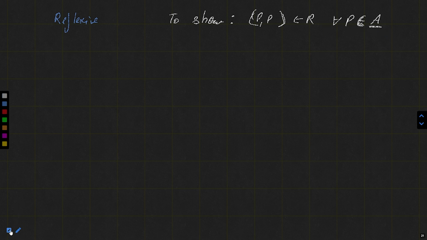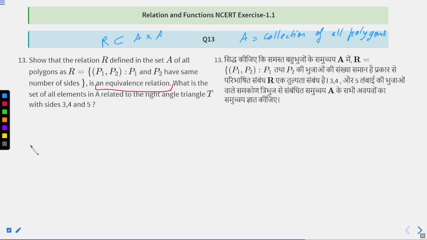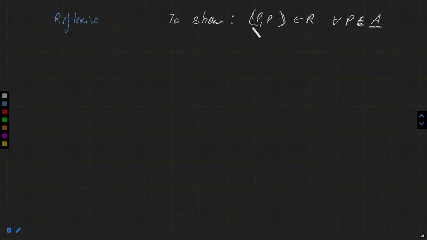The set A is the set of all polygons. Or you can say P or P1. In this context, let me write P1. So P1 paired with P1 must belong to the relation R, where P1 belongs to the set A. Now, how are we going to show this? Here we do not have an if condition, which means we do not have any given information. So where do we need to start? We need to start from something we know.